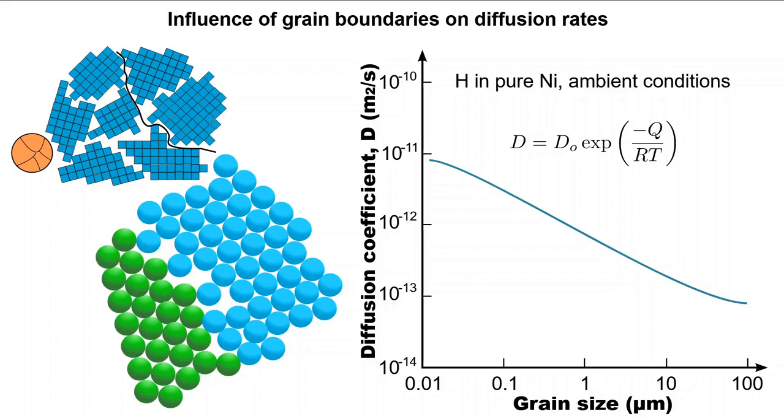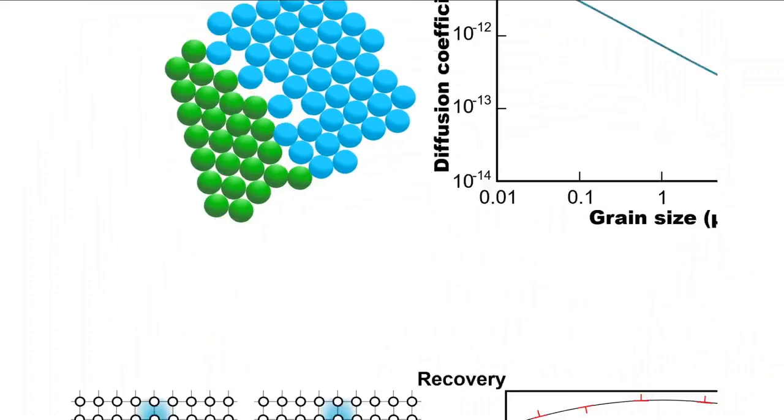And this type of relationship is true not just for interstitial diffusion, but also substitutional because of the additional vacancies that occur at grain boundaries. We'll come back to this in a moment in terms of what it means for strength. But let's first look at what happens to strain hardening with elevated temperatures.